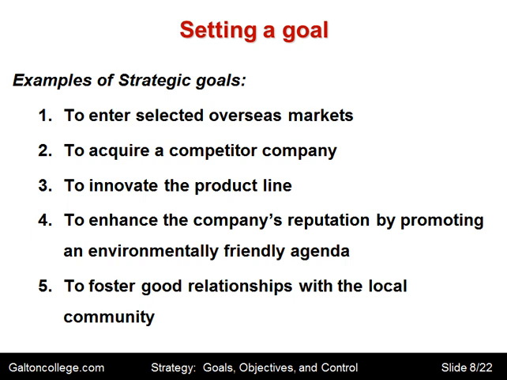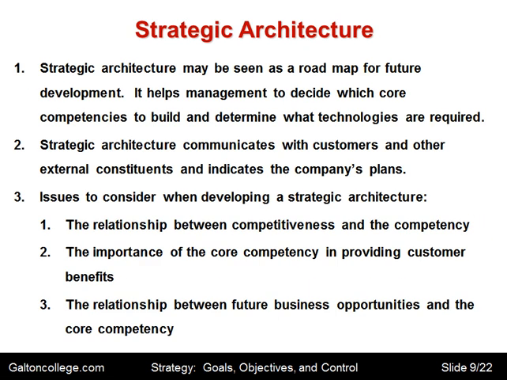Now let's turn to a slightly more obscure piece of terminology, that of strategic architecture. Let's just take the first point here. Strategic architecture may be seen as a roadmap for future development. It helps management to decide which core competencies to build and determine what technologies are required. Okay, so strategic architecture is seen as a roadmap for future development. It's looking at where the company is and where it wants to be, and looking at how to get there.